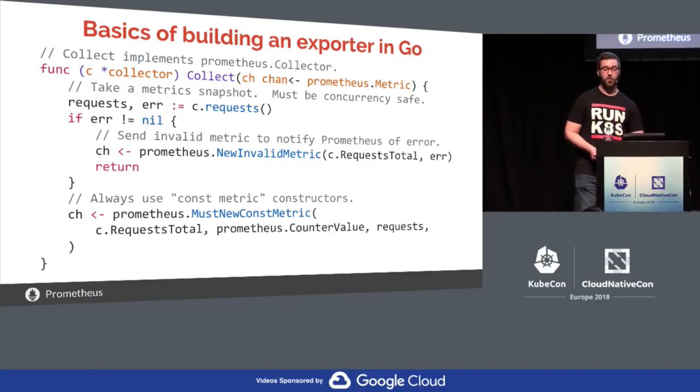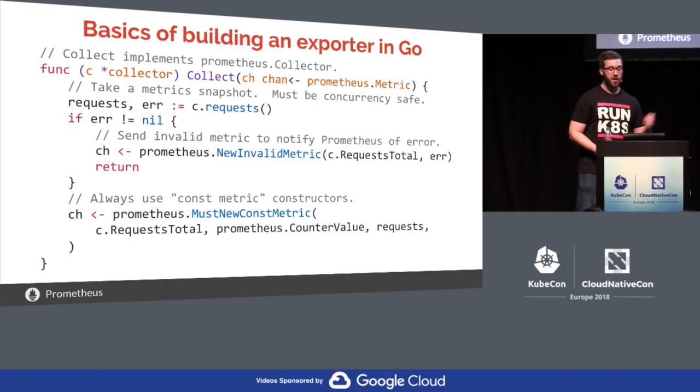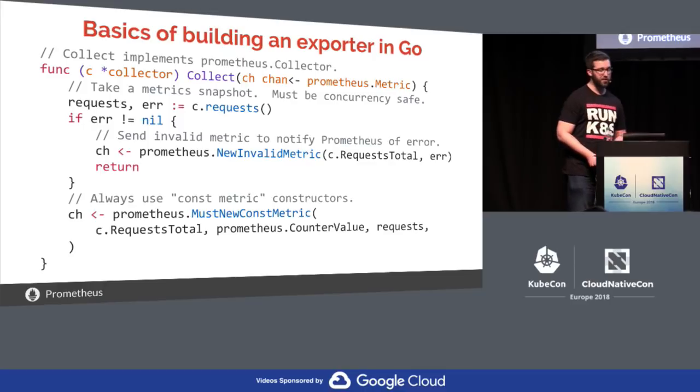But if it succeeds, we take that request value, we use this MustNewConstMetric constructor, pass the name of our metric, the fact that it is a counter type, and the raw value of the request. We'll talk about const metrics shortly and why those are important.